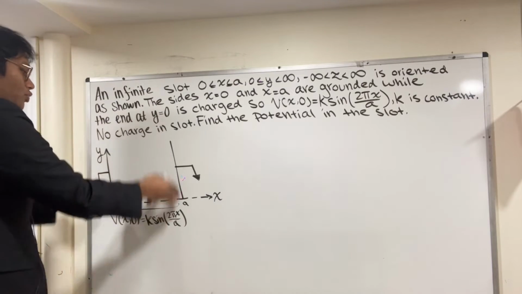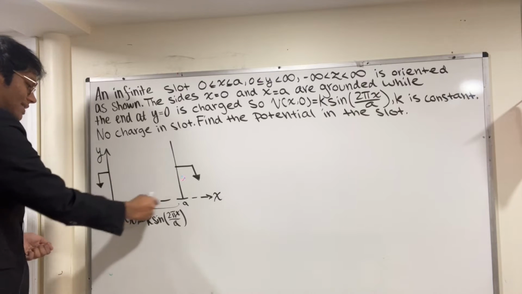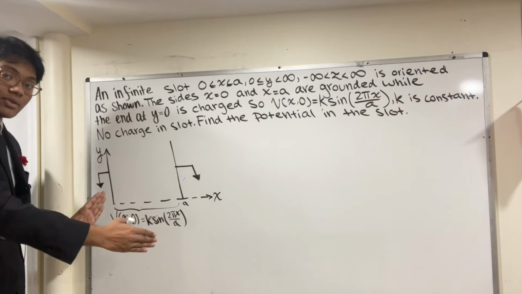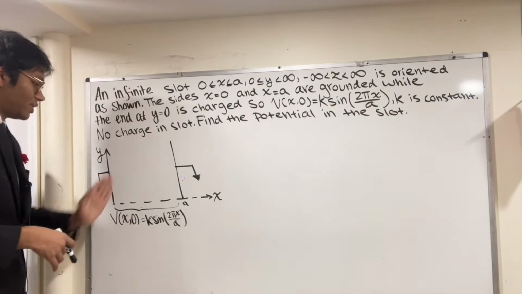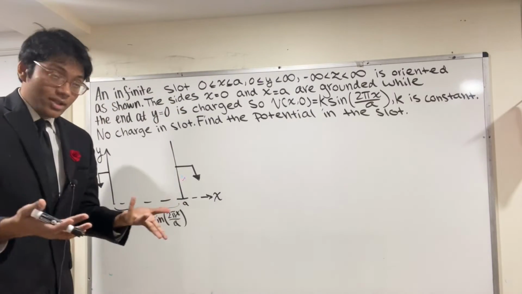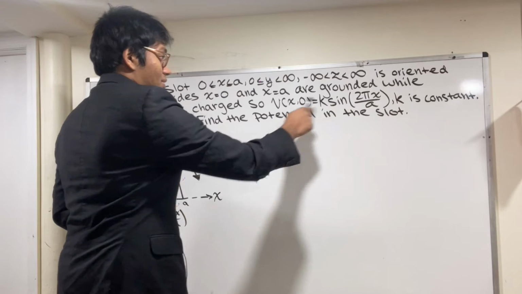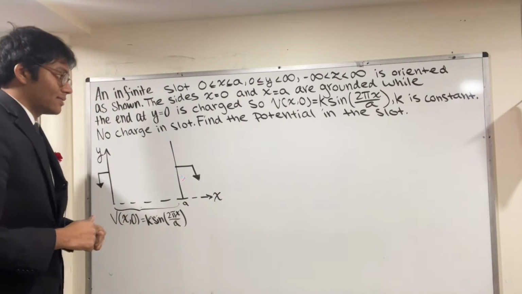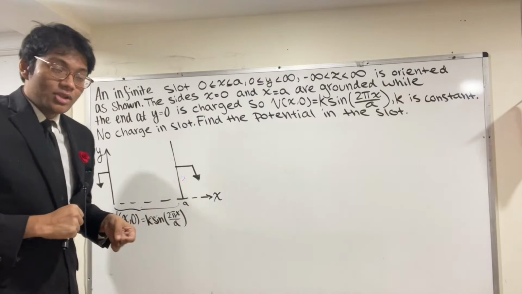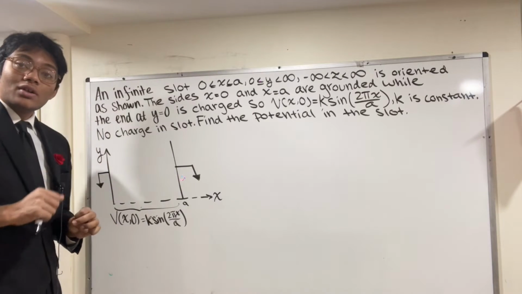So here we've got our 2 plates, if you will. We've got a potential at this bottom plate between x is 0 and a of this much, and these 2 plates are grounded, right? So their electric potential is 0 over here and over here. So the sides at x equals 0 and x equals a are grounded, while the end at y equals 0 is charged so that the electric potential is this much, where k is a constant. If there's no charge in the slot, so there's no charges here, hence Laplace's equation applies, find the potential in the slot. Okay, so let's start from the basics.